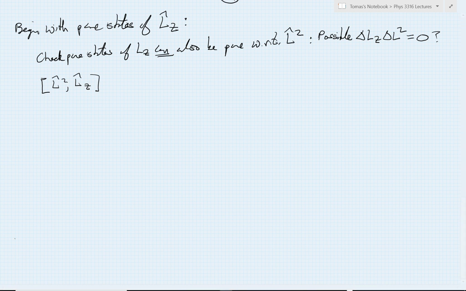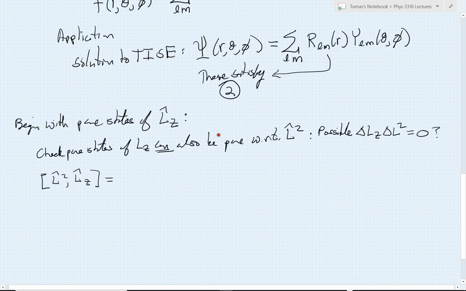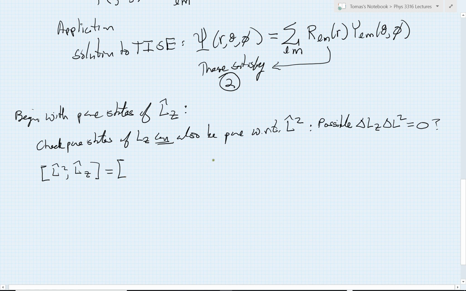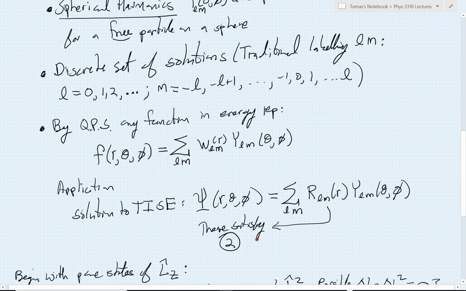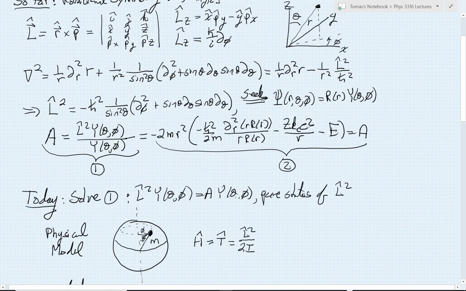If I compute this commutator, we can think about what this would mean mathematically. Let's look at our operators. L squared was fairly complicated. LZ was fairly simple: h bar over i, d by d phi. Now, when we look at the L squared operator, I want you to notice something very special about it. Here it is. The question is, will this commute with LZ? LZ is just a constant times d by d phi, so we can always pull the constant out. The real question is, does d by d phi commute with L squared?